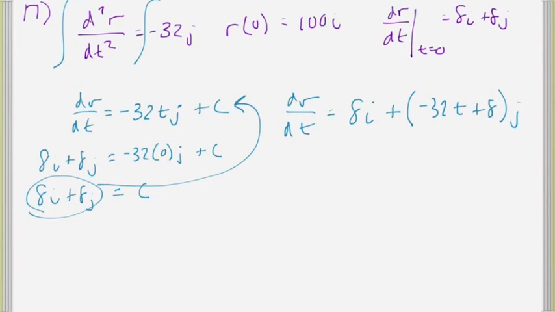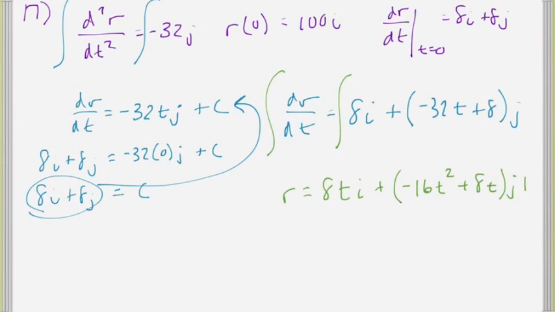And then we were asked to find r, so we need to integrate again to get to our r equation. That's going to give us 8ti plus negative 16t squared plus 8t j plus c. And then I'm going to use that middle piece of information that says that r is equal to 100i when t is 0.